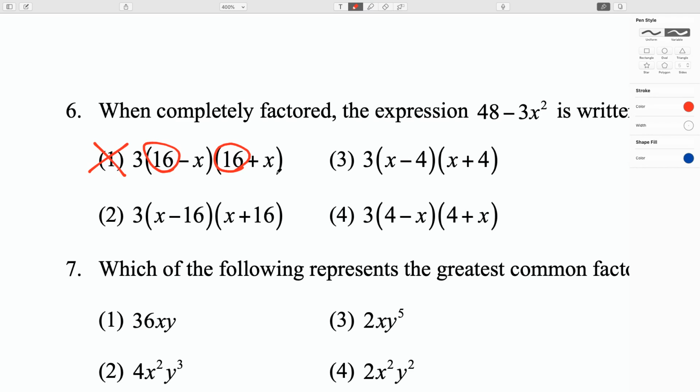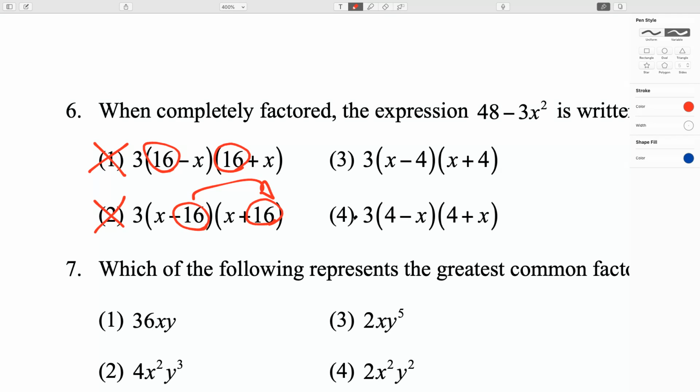Let's look at choice 2. Choice 2 says the x's are first, and then they also have 16s. This is going to be wrong too, because when you multiply and you distribute, you're going to be multiplying 16 times 16, which is going to give you a high number. And all we want is a 48, people.